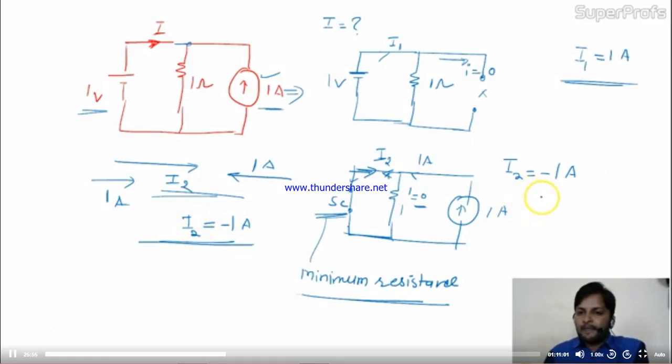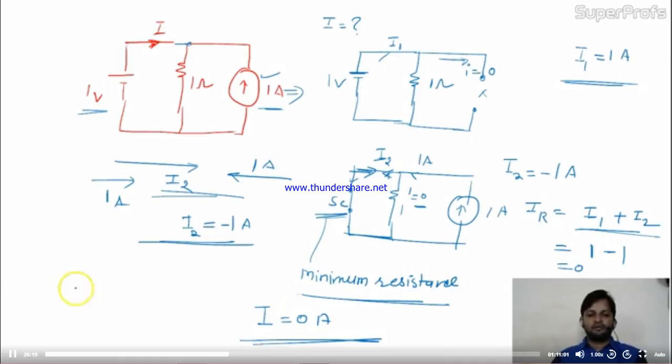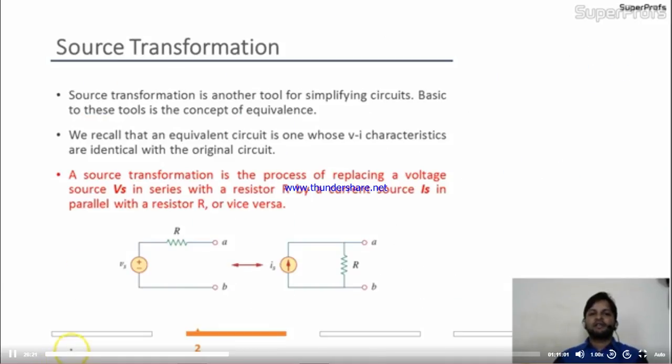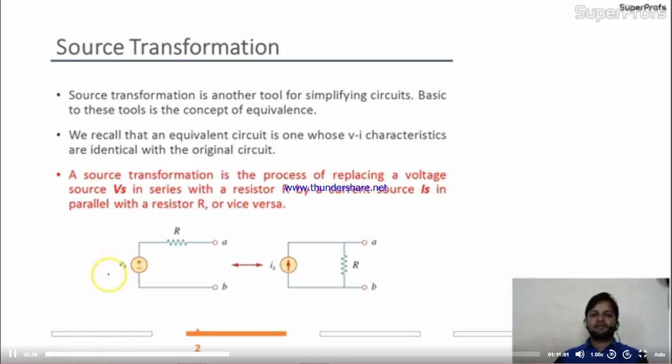So finally you have the resultant: I1 plus I2. Algebraic sum means consider the directions in the same direction. I1 is nothing but 1 and I2 is nothing but minus 1, equal to 0. So our answer is 0 ampere. By SPT we did this. I hope SPT is clear for you. Come to the next one, and that is the source transformation.